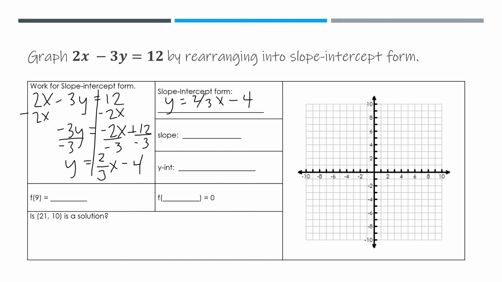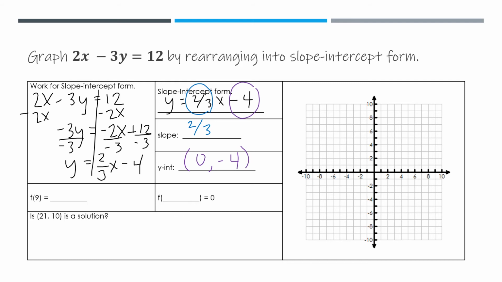So looking at that equation now, my slope is going to be the coefficient of x, so that would be 2/3. Okay, so that number is right here. And then my y-intercept is b, which is at the end of the slope-intercept form. So that's going to be -4, but written as a coordinate. So that coordinate point would be (0, -4).